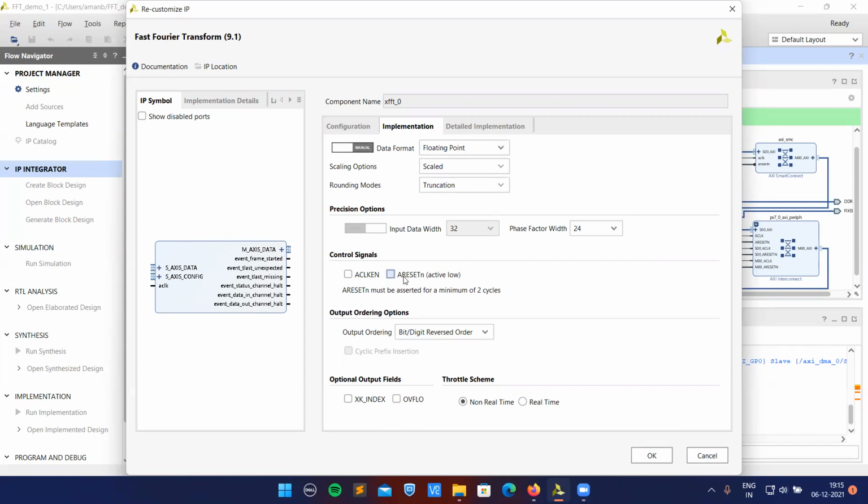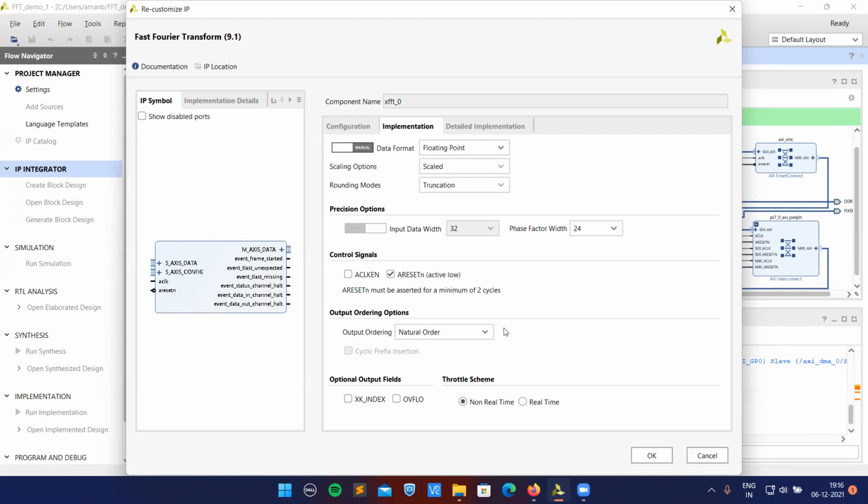For the control signals, we are going to add the ARESETn, active low, and the output ordering will be of natural order. The output ordering means that the output given by this FFT will be of the natural order or the bit reversed order. This takes us back to the butterfly diagram, in which we were either sending the input in the bit reversed fashion, or there is one more thing which gives us the output in the bit reversed fashion.